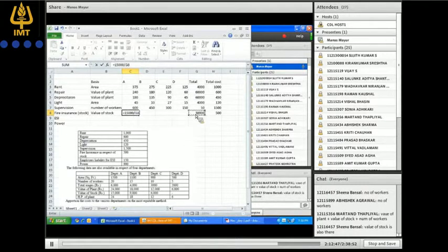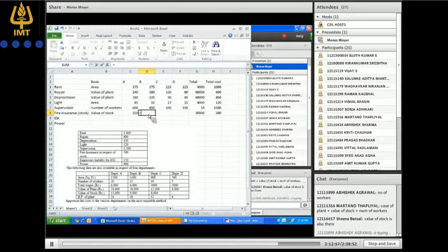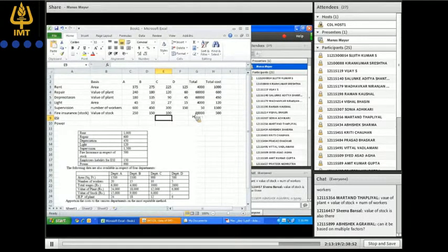15,000 divided by the total value multiplied by the total cost, 9,000 divided by total value multiplied by total cost, 6,000 divided by total value multiplied by the total cost. And since you don't have anything for D, that will be 0. So D won't share any cost for the fire insurance.